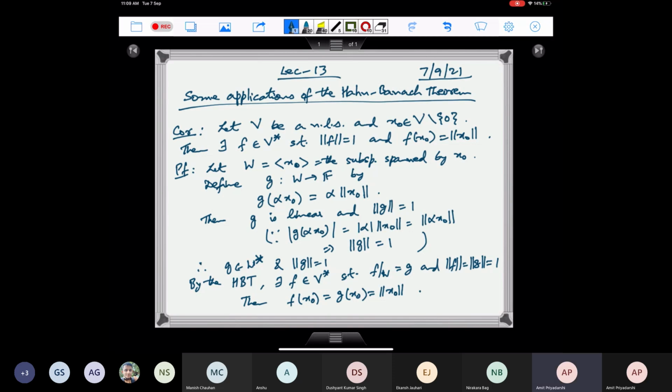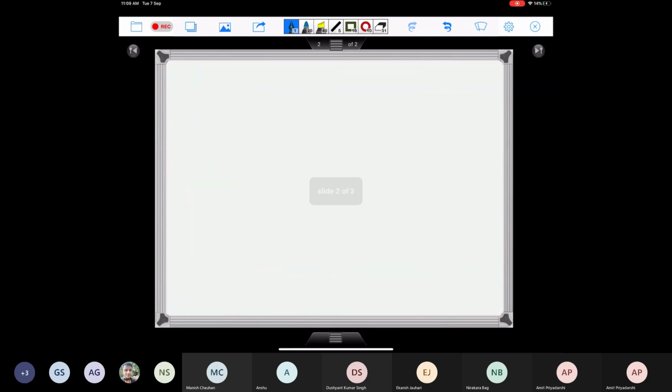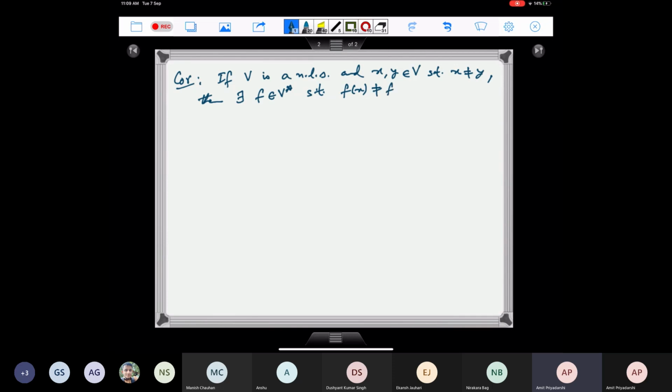So also as a corollary to this, we can write that if V is a normed linear space and x, y belong to V such that x is not equal to y, then there exists F belonging to V star such that Fx is not equal to Fy.